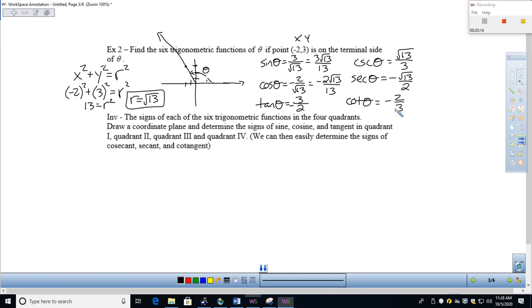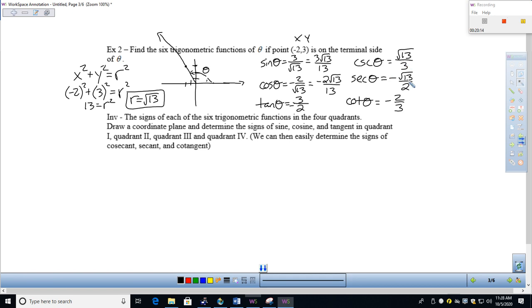And so remember, the premise is just very simple. Every angle has 6 ratios that go with it, and the values of the ratios are based on x and y and r. So this angle from here to here has 6 ratios that go with it, and these would be the numerical values of those ratios.